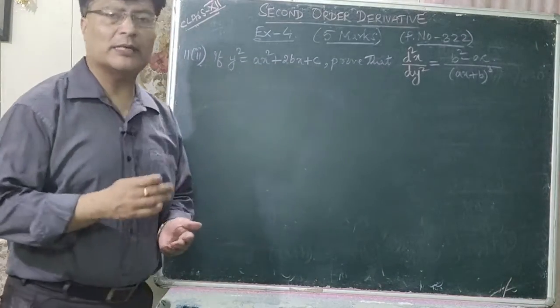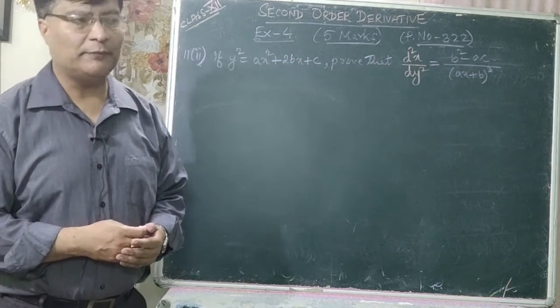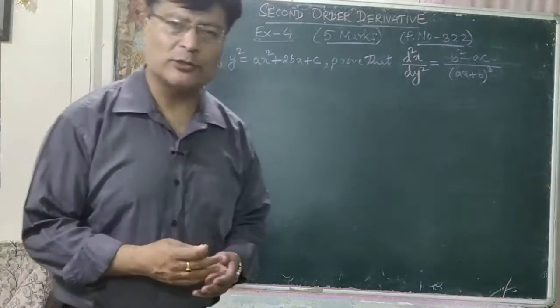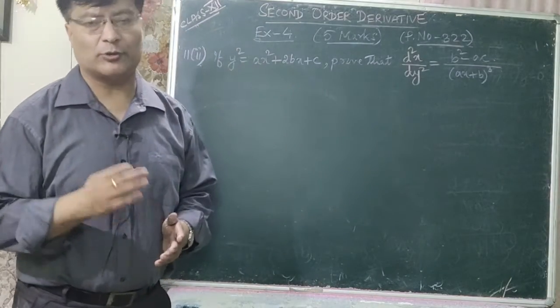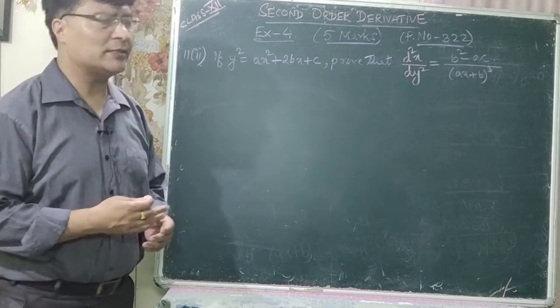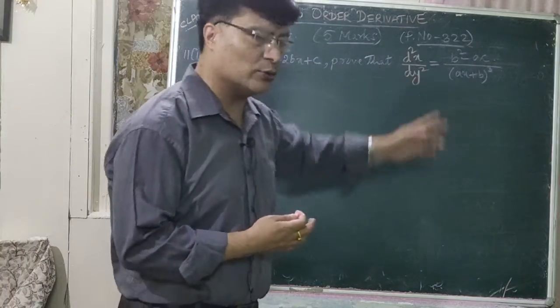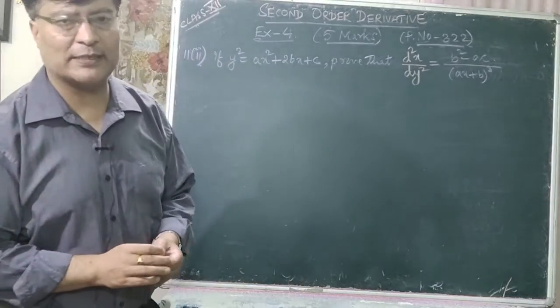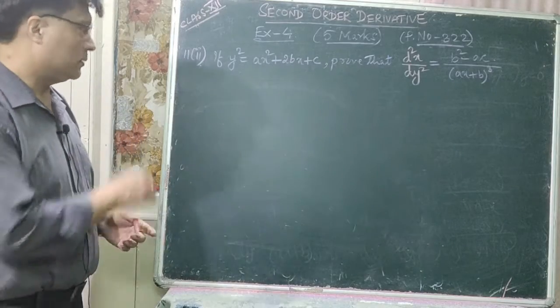So now I am doing class for class 12. The topic is second order derivative. In the last online class also we were doing this same topic, that is second order derivative. So this is your continuation class. We will do from the same exercise 4. Each question carries 5 marks, page number 322 from the book Higher Mathematics for class 12 by Sailendra.